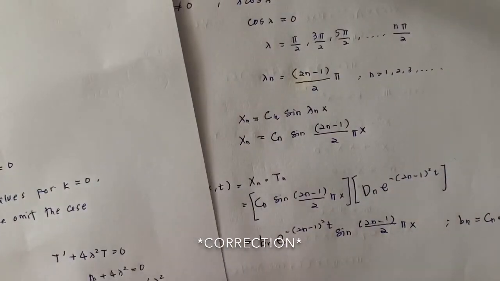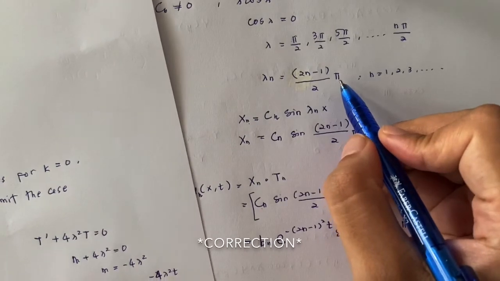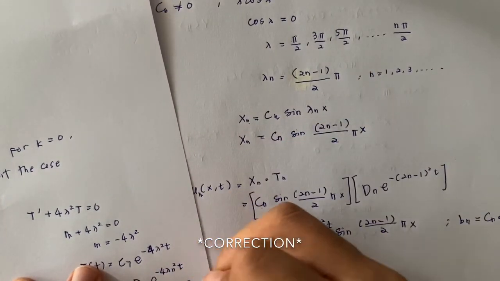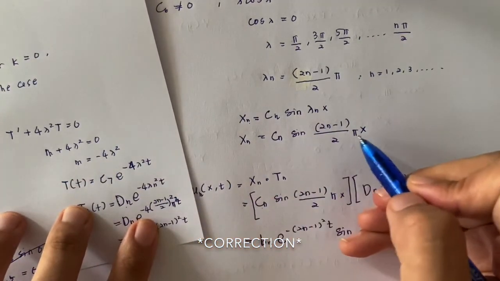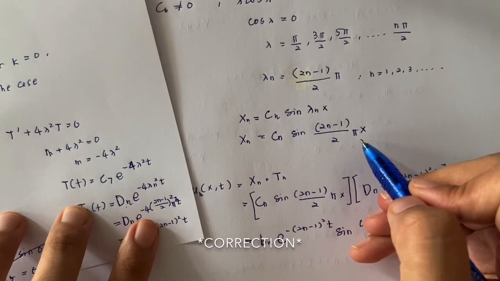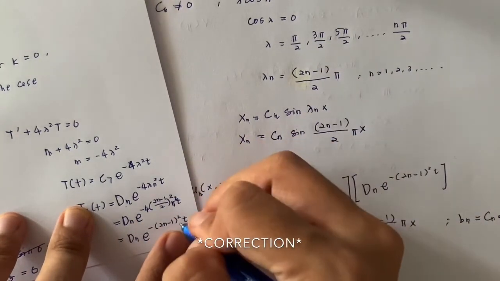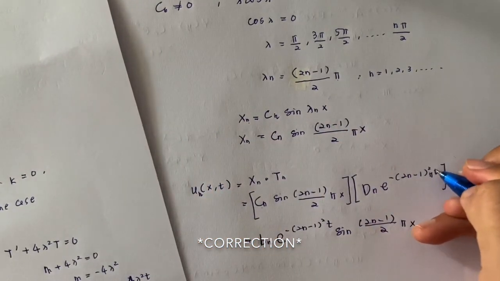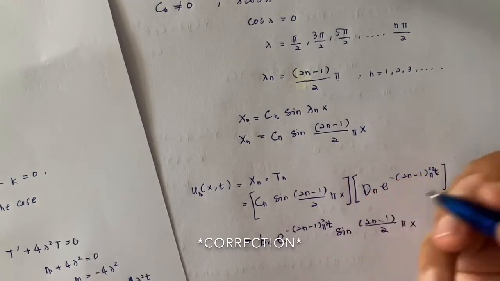Okay, sorry, we have lambda n and here I missed the pi. So we have pi square. When I substitute the lambda n, I missed this pi. Where is it? This one. Yes, I missed this pi. So we have extra pi square here, and then I have pi square here. So this is pi square.